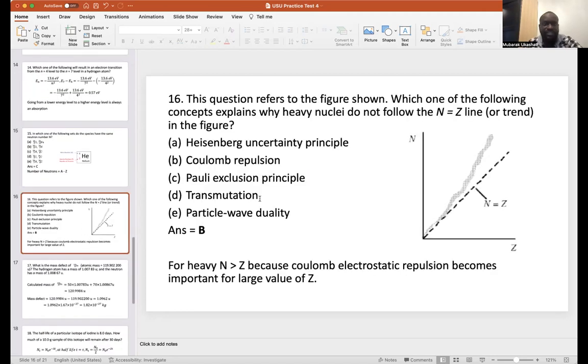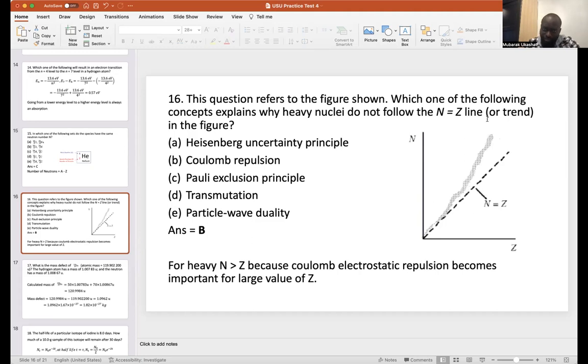Okay. Number 16, it says, this question refers to the figure shown. Which one of the following concepts explain why heavy nuclei do not follow the n equals z line? They do not, because for n greater than z, you're going to see that the Coulomb electrostatic repulsion becomes important for large z. So this is due to Coulomb's repulsion when you have high n and greater than z in this case. So you see n is longer and z is shorter. Well, when they were symmetric, n equals z, then you can have not much Coulombic repulsion phenomenon.